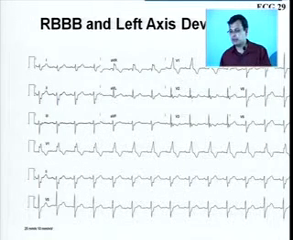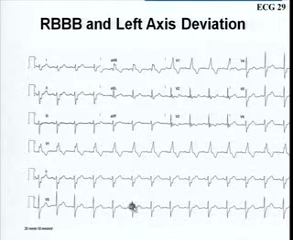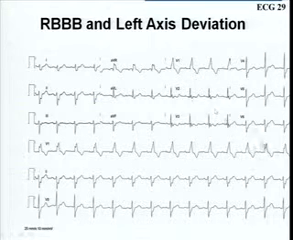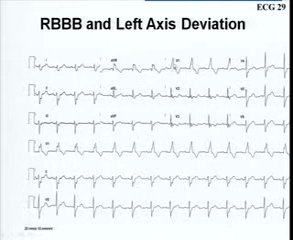So this is an example of left axis deviation with right bundle branch block. The right bundle branch block we will discuss later. Briefly, what I want to say is, in right bundle branch block you will have a wide QRS in V1 of more than 120 milliseconds duration, and there is a wide S wave in lead V6 and lead AVL, and there is an RSR' pattern in lead V1.